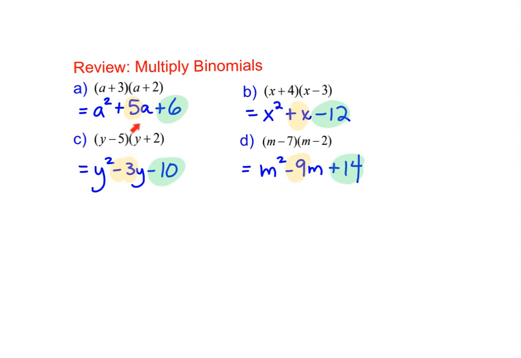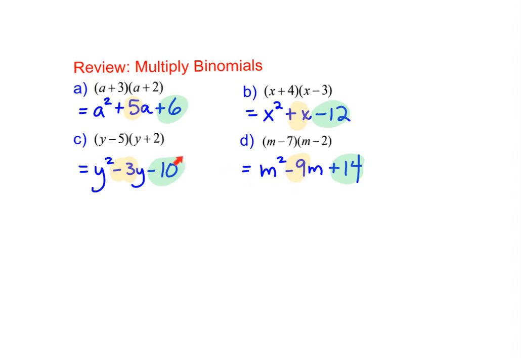So you might have noticed there that really that is just the sum or the addition of the two numbers in the binomial. So 3 plus 2 gives us 5, negative 5 plus 2 gives us negative 3, 4 plus negative 3 gives us that 1, and the negative 7 plus negative 2, which gives us negative 9.